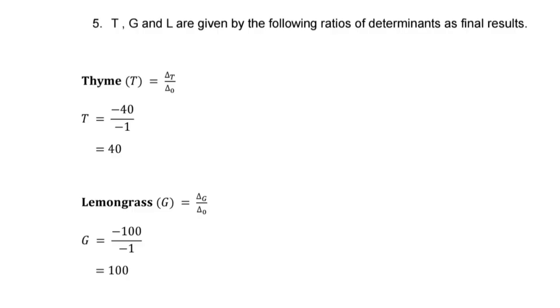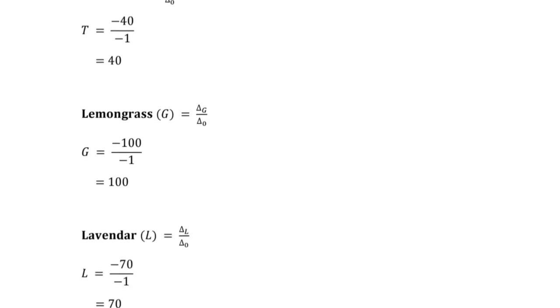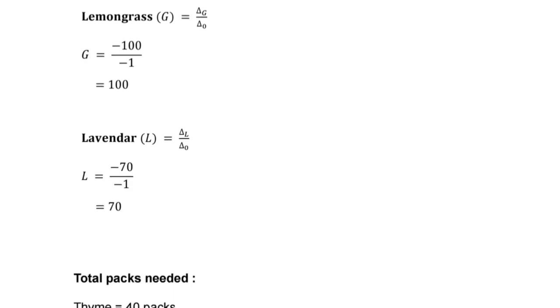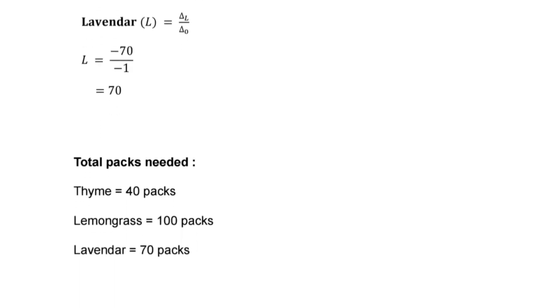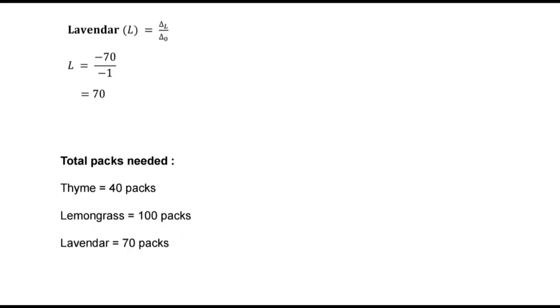Next, we must divide each delta by delta 0. So the final answer, we need 40 packs of thyme, 100 packs of lemongrass, and 70 packs of lavender. Orders are ready.